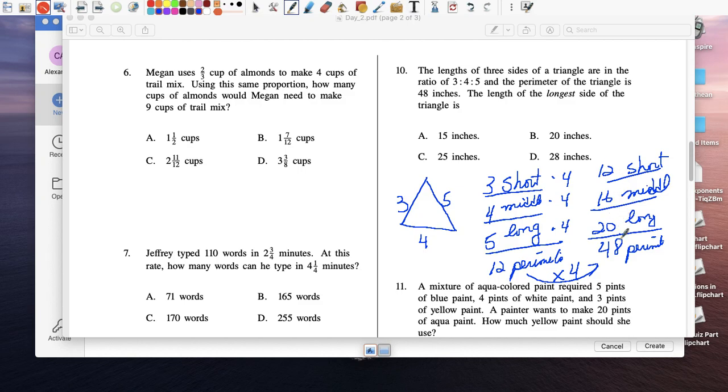Well, add these 3 up. Do we get 48? 12 and 16 is 28. 28 and 20 is 48. So, and we want the longest side? Well, the longest side is 20.